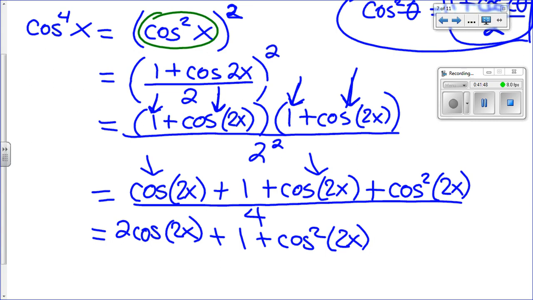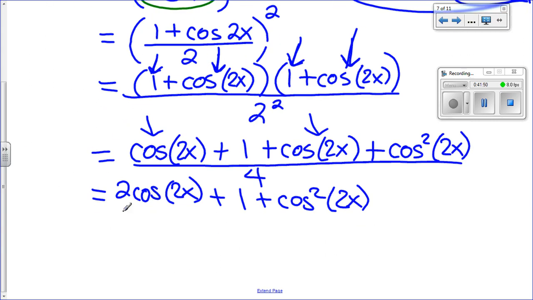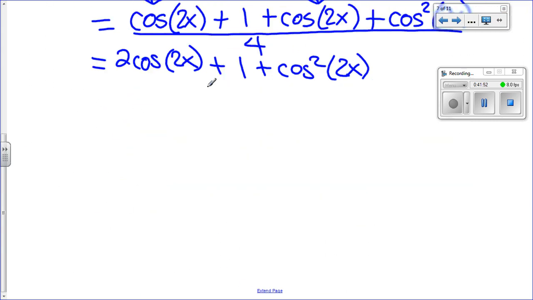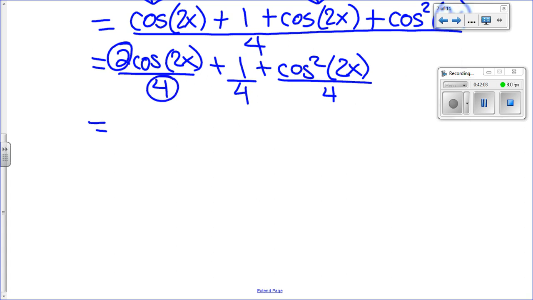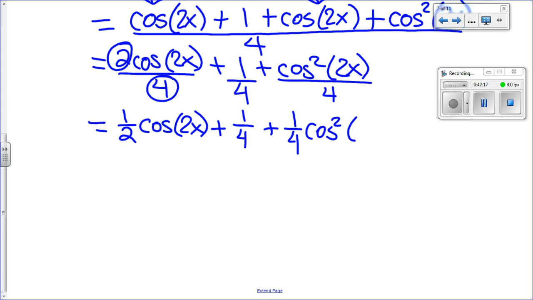And if you notice, the 4 is dividing everything, so we're going to divide by 4 every single term. And so what do we get, 2 divided by 4? Just 1/2, right? So we could say 1/2 of cosine of 2x, and then plus 1/4, and then here we're going to have 1/4 of cosine square of 2x.